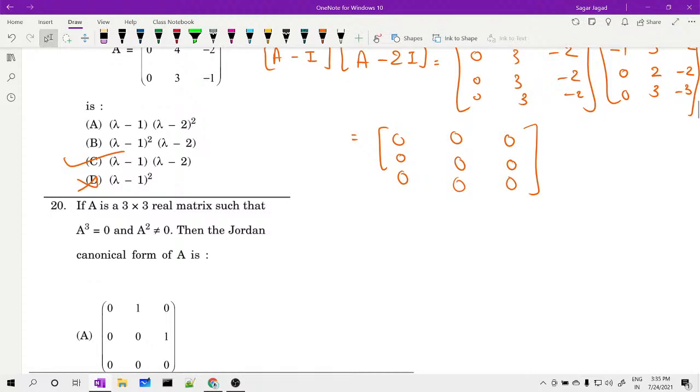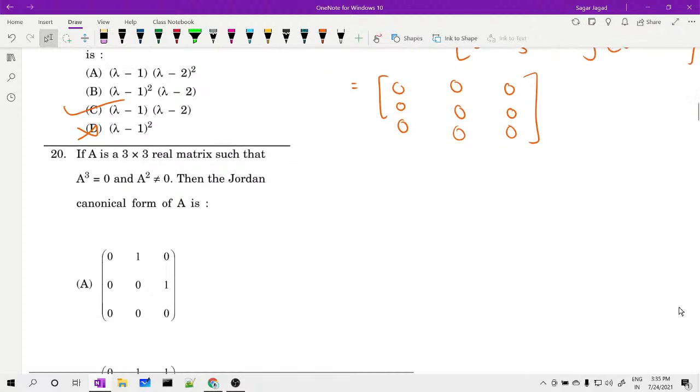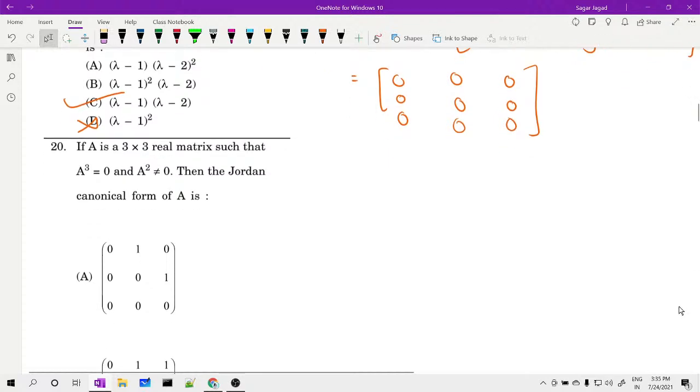If A is a 3 cross 3 matrix such that A cube is equal to 0 and A square is not equal to 0, then the Jordan canonical form of A is what? Okay, that is a good question, by the way. So I know A raised to 3 is equal to 0. That means I somehow know that it is a nilpotent matrix.